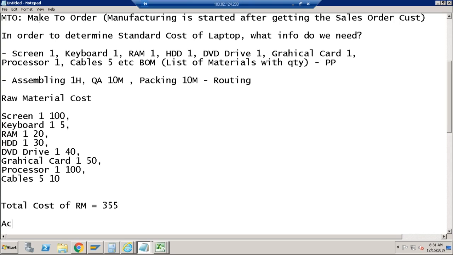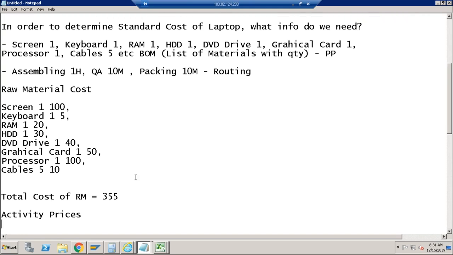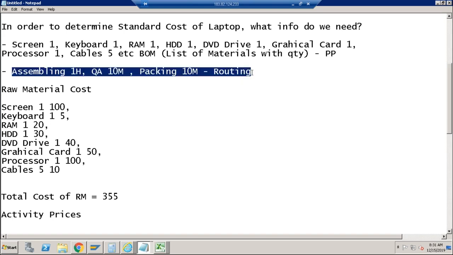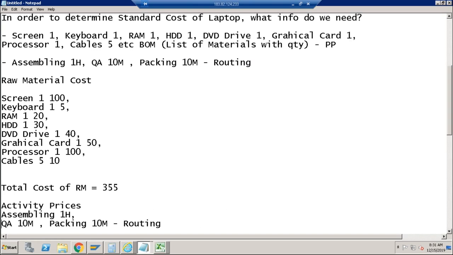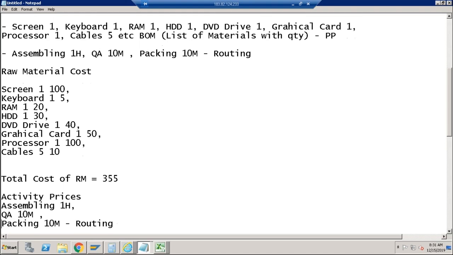Now let's talk about the activity prices. In terms of activity prices, I have 3 activities. So I need to perform the assembling, I need to do the quality, and I need to do the packing. Okay, assembling, quality, and packing. Now let's assume the assembling department is providing the assembling activity.